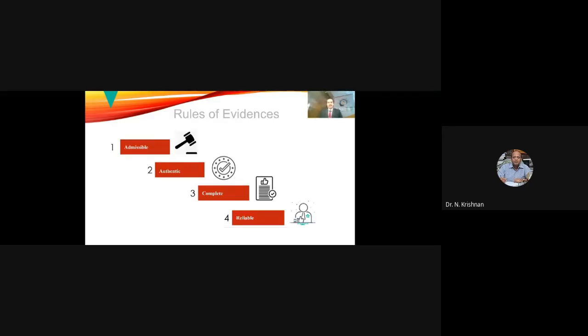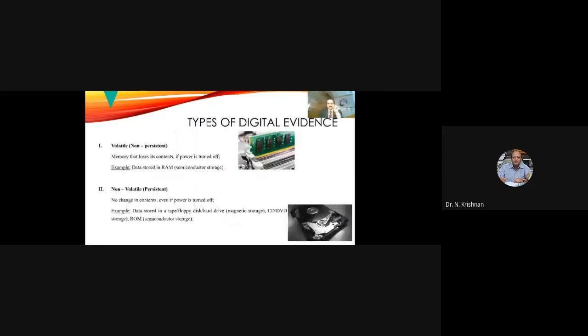However, when we discuss the rules of evidence, especially in terms of court procedures for any category of evidence, it requires admissibility, authenticity, completeness and reliability. To ensure this, digital forensics is what we're trying to discuss. And for this reason, the main types of digital evidence which we have to understand, the two categories, are volatile and non-volatile data.